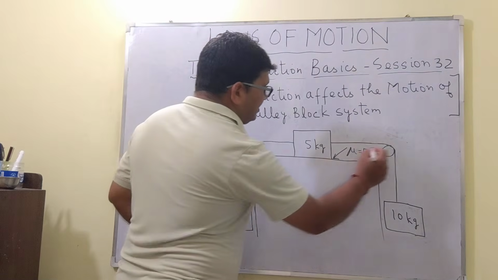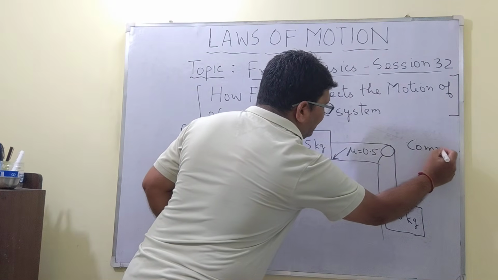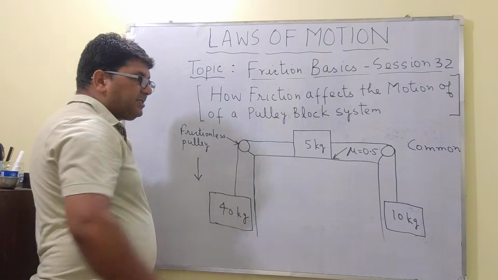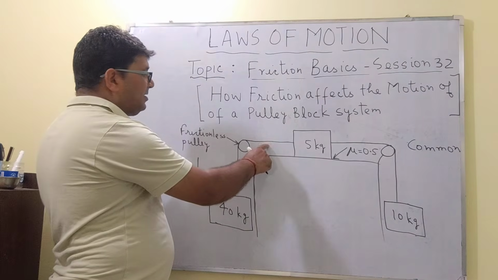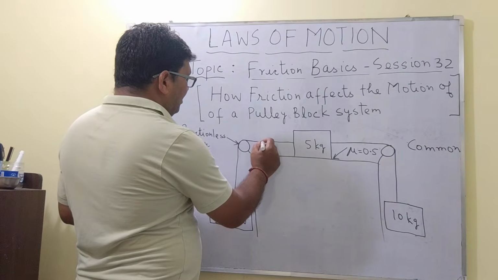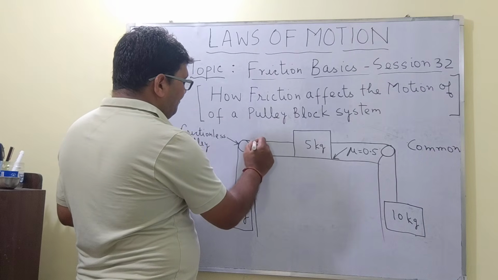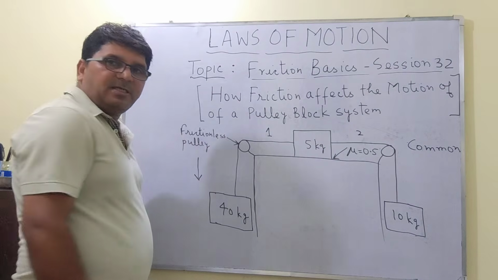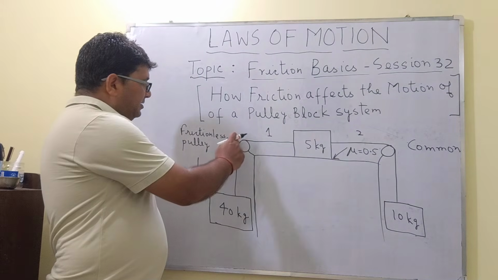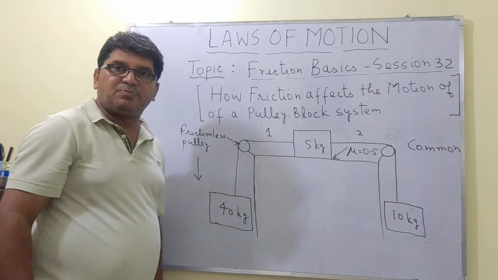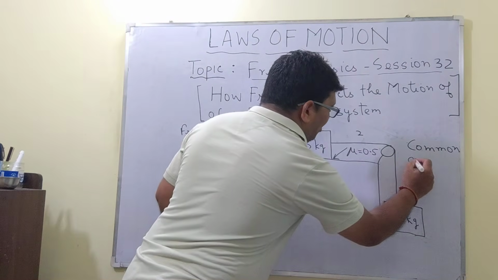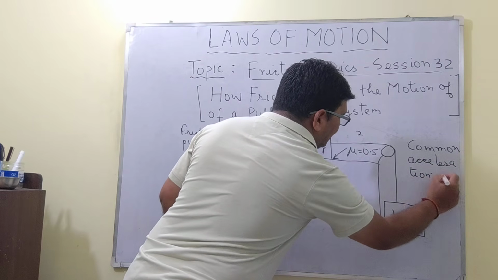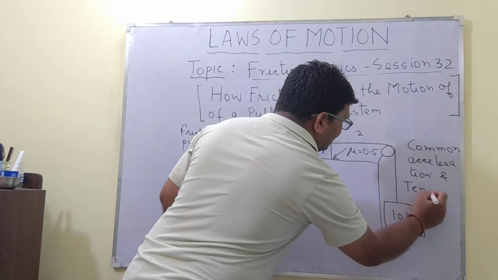One is the common acceleration of these three blocks which are connected to each other by these strings. So these are the strings. Let us say this is string number 1 and this is string number 2, and these are inextensible strings, and these strings are passing over these frictionless pulleys. So we have to find the common acceleration and the tension in the strings.